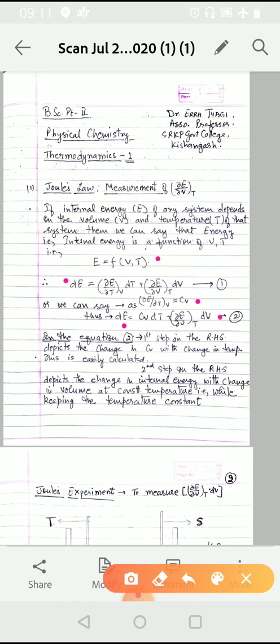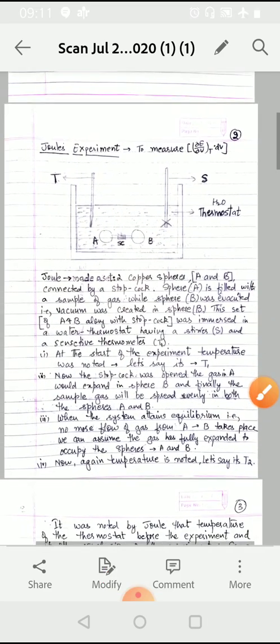(∂E/∂V)_T dV. In equation 2, the first term on the right hand side depicts the change in energy with change in temperature. This is easily calculated. The second term on the right hand side depicts the change in internal energy with change in volume at constant temperature. To calculate this, Joule set up an experiment.